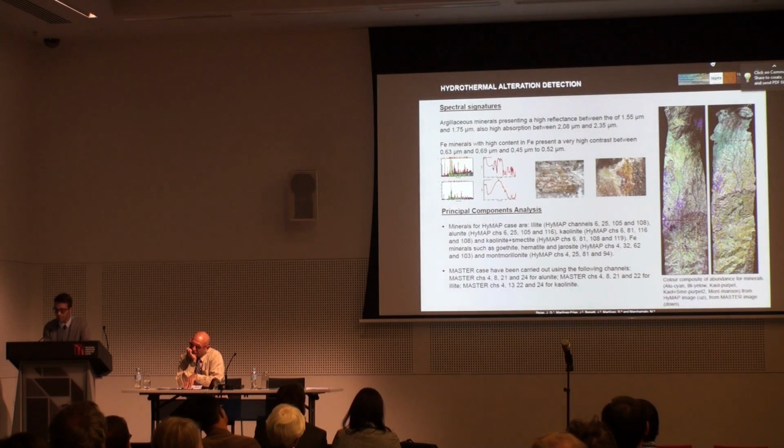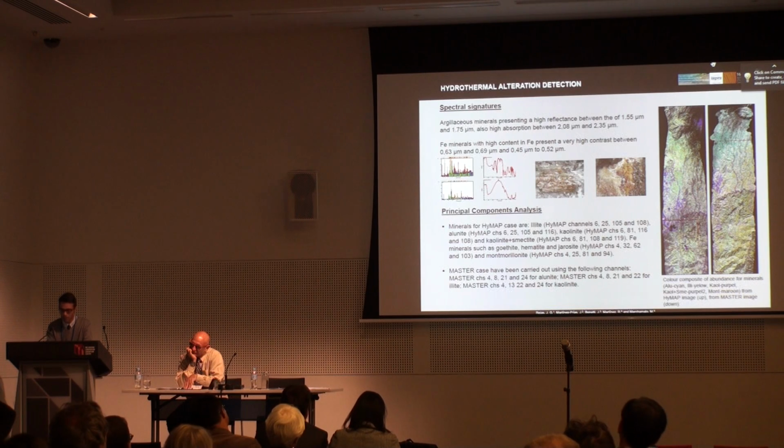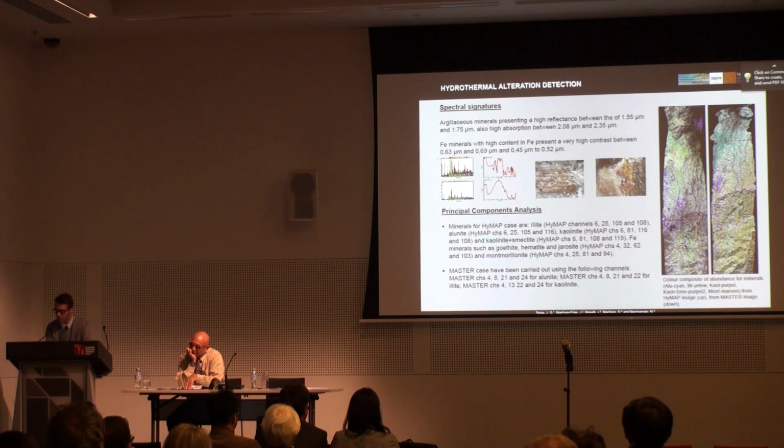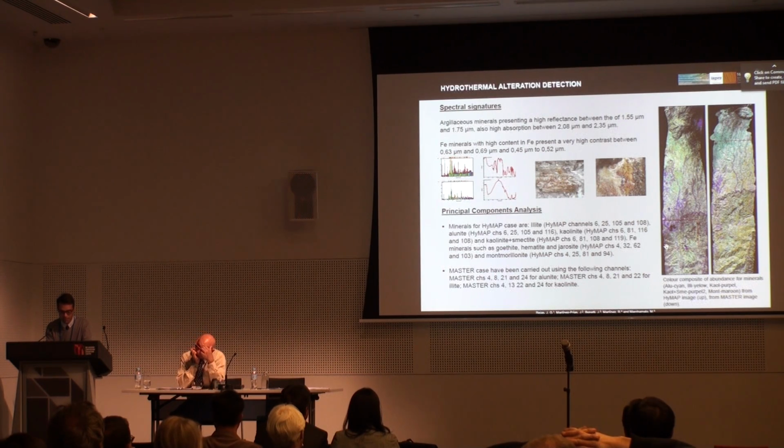Let's turn now to the methodology of hydrothermal alteration detection. We have chosen 4 variables for generating a different PCA, 2 highly reflective and 2 highly absorptive for each mineral. We analyzed clay-filled minerals and iron minerals. The results are strongly influenced by vegetation cover. A good example of this is the color composite for minerals we can see in these pictures.